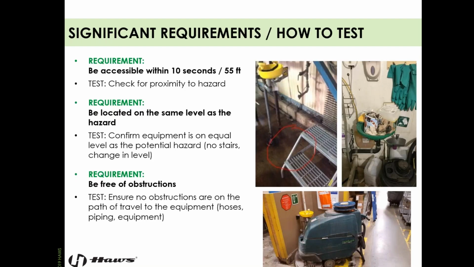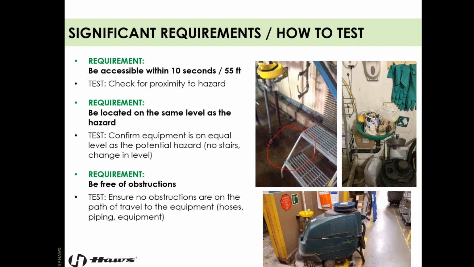Now for the significant requirements and how to test for those requirements. So number one, it has to be accessible within 10 seconds or 55 feet. I specifically use the 55-foot measurement because I think it's a lot easier to measure than 10 seconds. We are all built differently. We all move at different rates and speeds, especially in an emergency. I'm going to be panicking. I'm going to be sprinting towards the nearest eyewash or safety shower if I were exposed to something. So 10 seconds can be difficult to measure. 55 feet is a nice hard distance that we can measure.